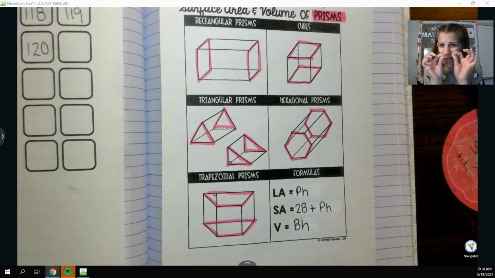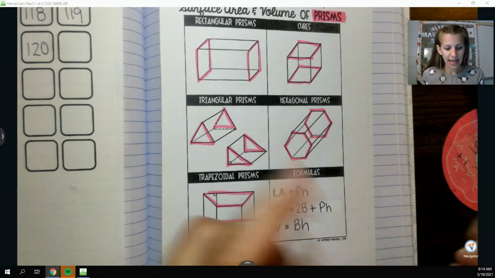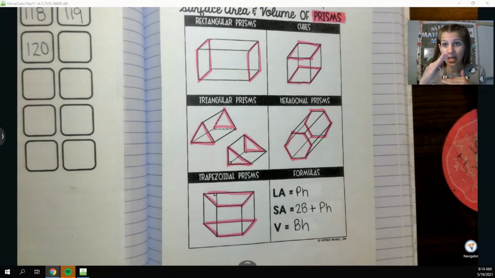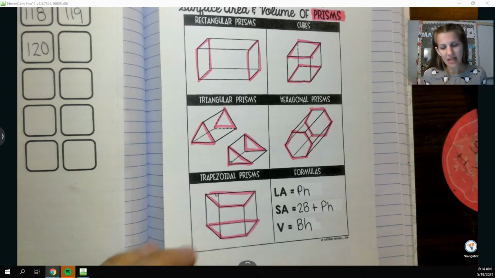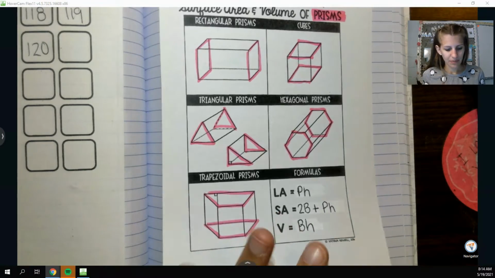So I'm taking all these super thin little layers of like a square, and I'm just stacking them on top of each other until I fill the whole thing. So that's how I get the height in there. So that's kind of how we want to think of volume.